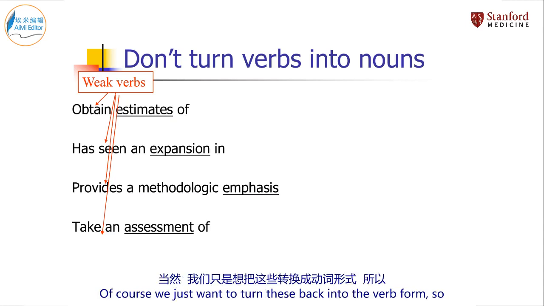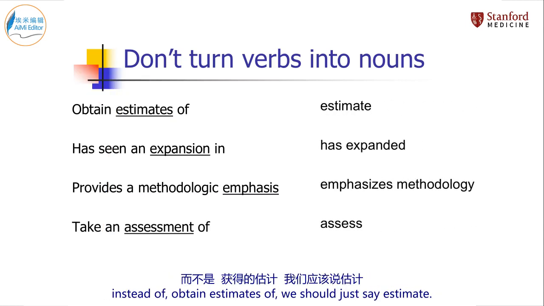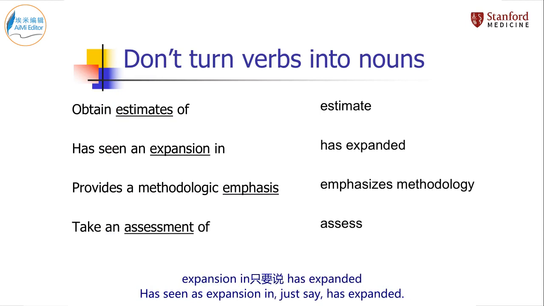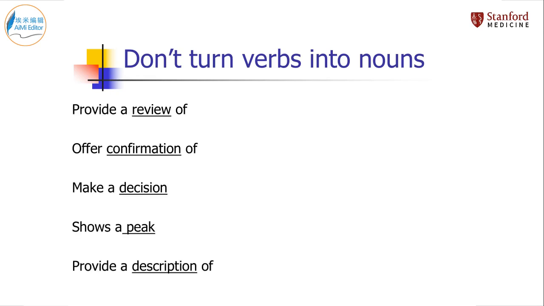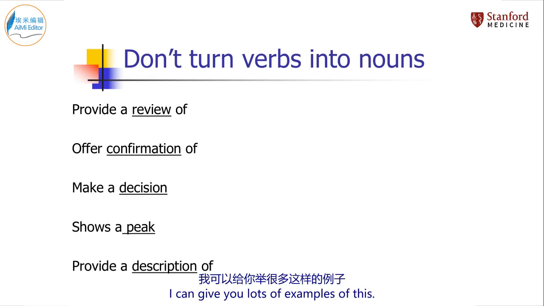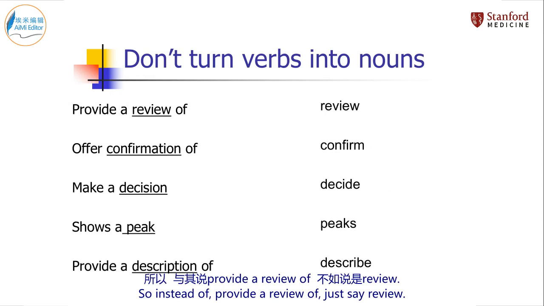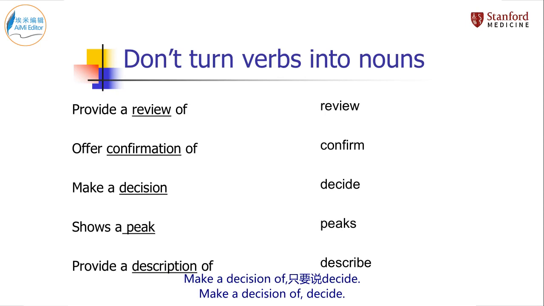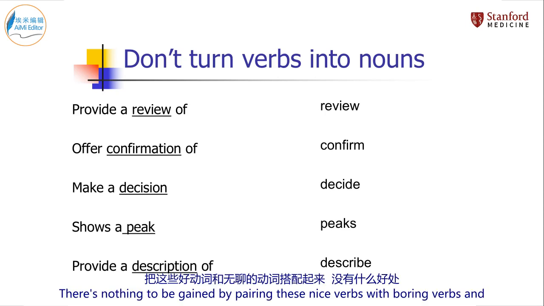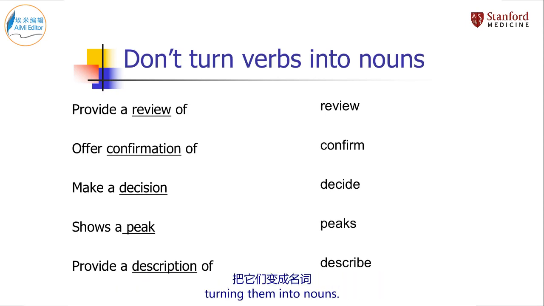Of course, we want to just turn these back into the verb form. So instead of obtain estimates of, we should just say estimate. Has seen an expansion in, just say has expanded. Provides a methodologic emphasis, just say emphasizes methodology. Take an assessment of, assess. I can give you lots of examples of this. So instead of provide a review of, just say review. Offer confirmation of, just say confirm. Make a decision of, decide. Shows a peak, peaks. Provide a description of, describe. See how much better that is? There's nothing to be gained by pairing these nice verbs with boring verbs and turning them into nouns.